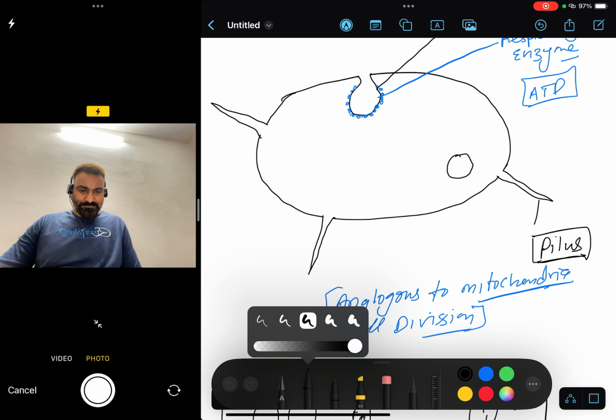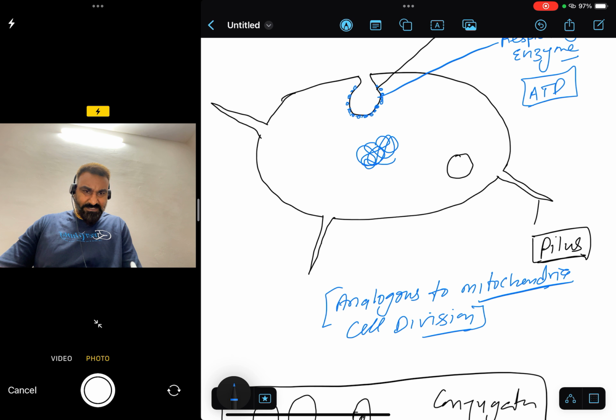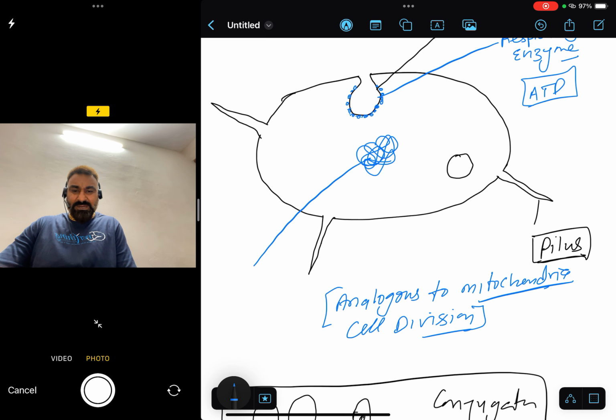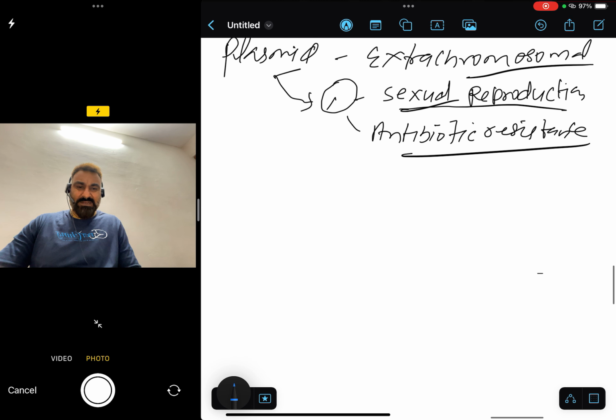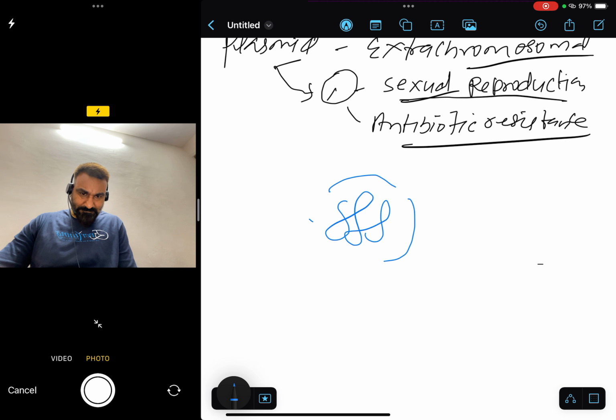Similarly, the bacterial DNA is present like this, and it is known as nucleoid. Why is it known as nucleoid? It is a very important point, because in a eukaryotic cell, we see that their DNA is covered by a membrane, or a nuclear membrane.